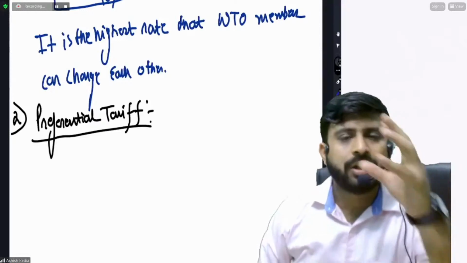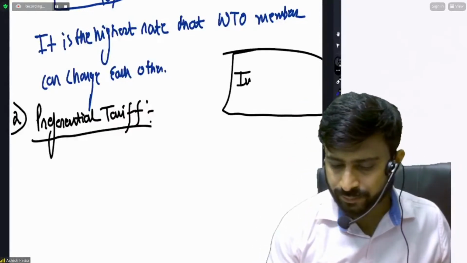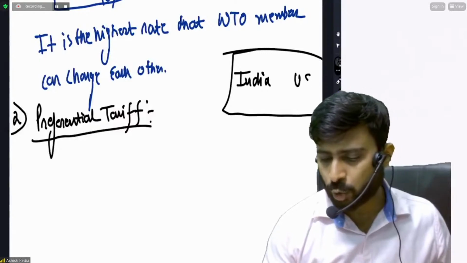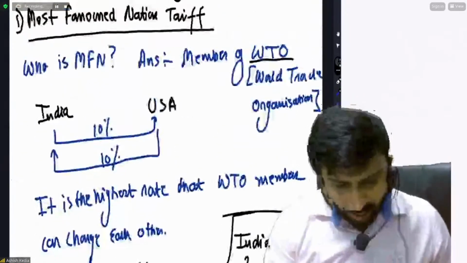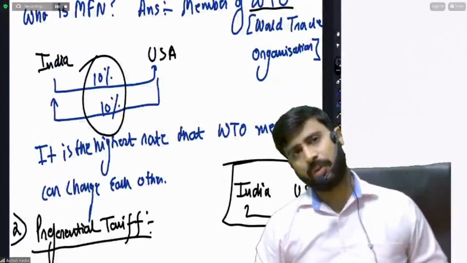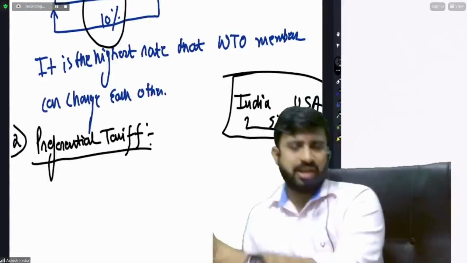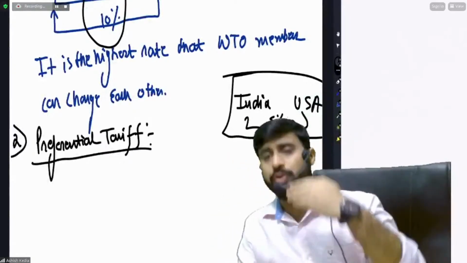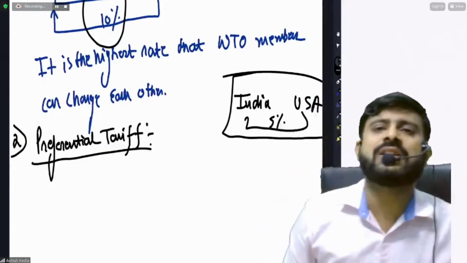Preferential tariff. Suppose India and USA sign a preferential agreement. Apart from MFN, that okay, MFN says that we can charge from each other 10%, but let's do one thing, let's charge 5%. They enter into a preferential agreement that I will give you preference, you will give me preference. That is what is preferential tariff.